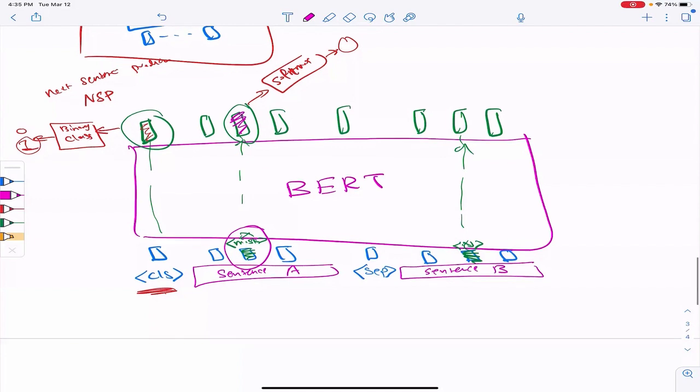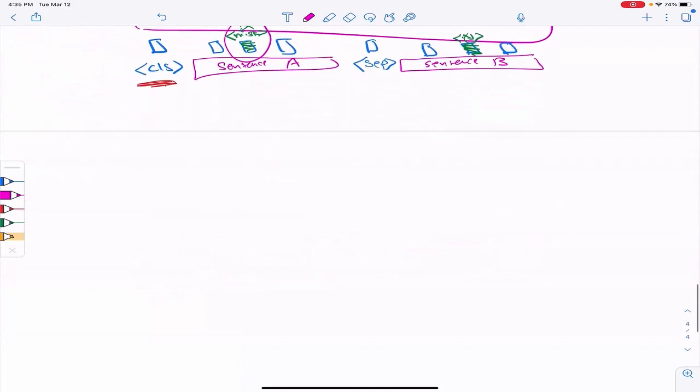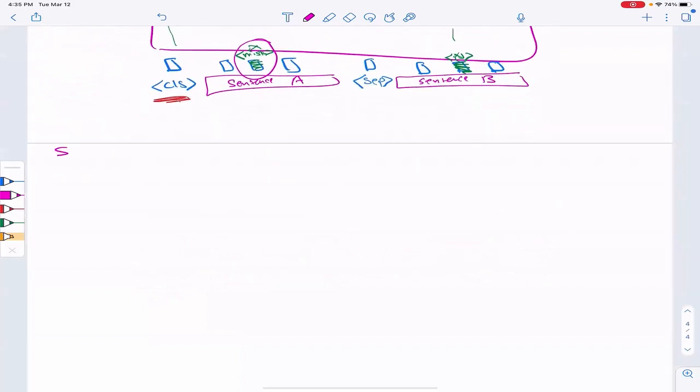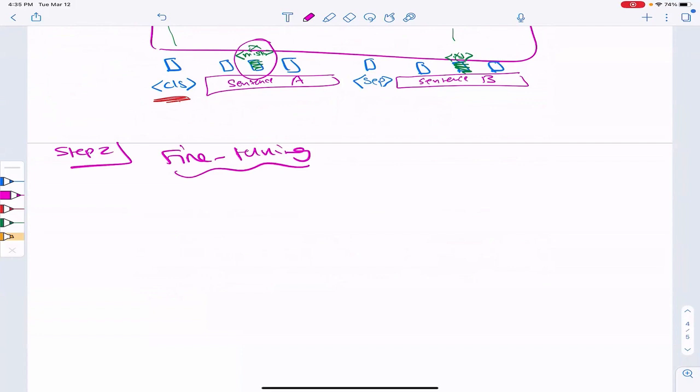All right, so let's look at the next step, which is the fine-tuning step. Step 2, fine-tuning. Fine-tuning is task-specific. When BERT was introduced, we didn't have language models that can do many tasks at the same time. That's why we are at the year 2018 when we are talking about this paper. So we are going to take this model and fine-tune it on each particular task.